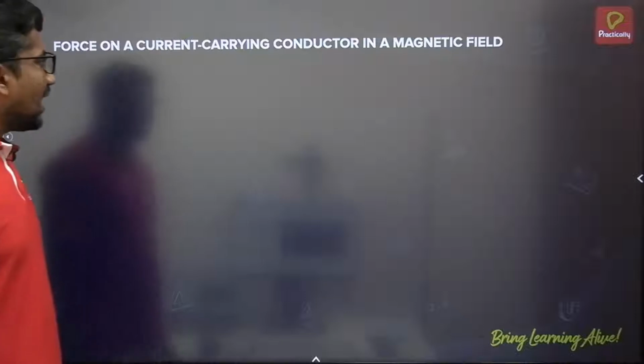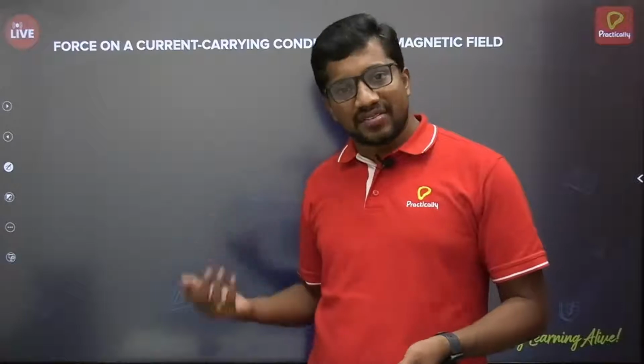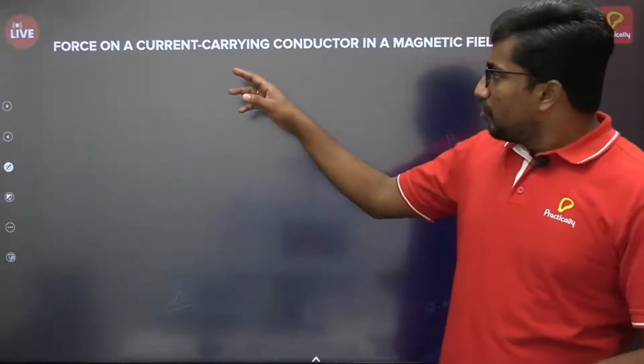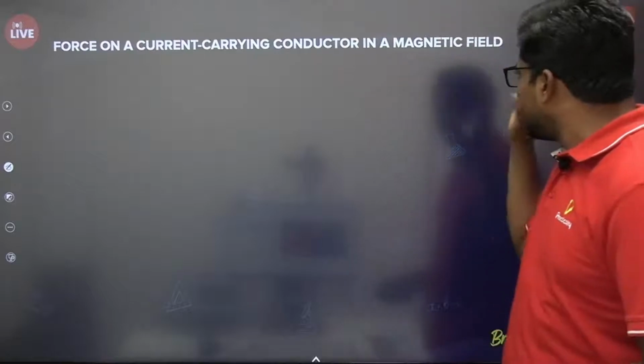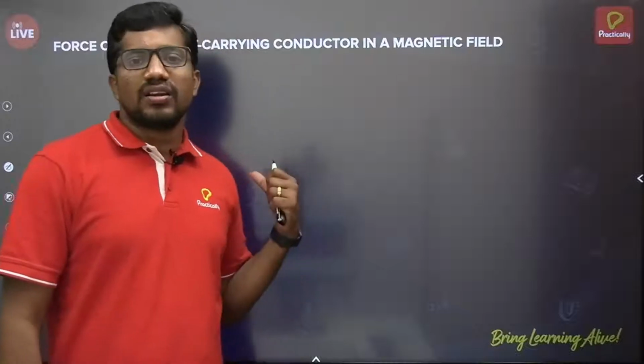Force on a current carrying conductor in a magnetic field. So we have seen so far, based on Oersted's experiment, that when electric current is flowing through a conductor, a magnetic field is developed. We have seen how that field looks for different types of conductors, like a straight current carrying conductor, a circular loop, as well as a solenoid. And now, force on a current carrying conductor in a magnetic field. When a current carrying conductor is placed in a magnetic field, it experiences a force. That's what the activity is about.